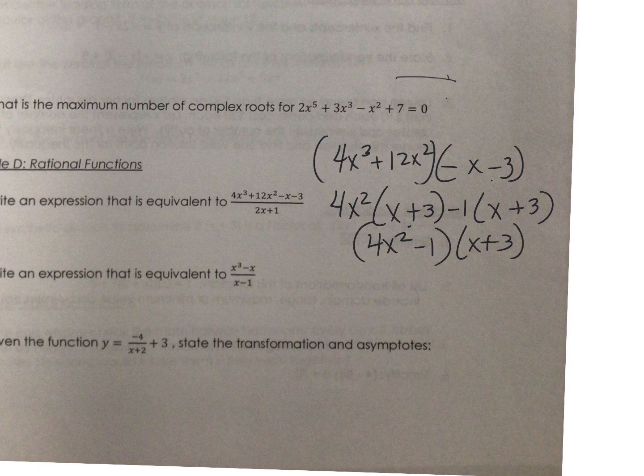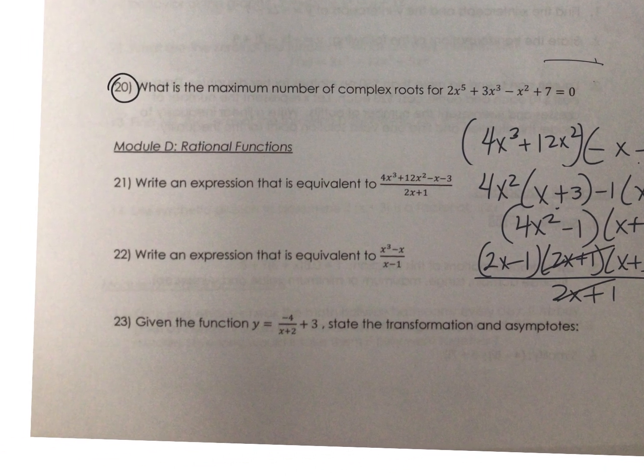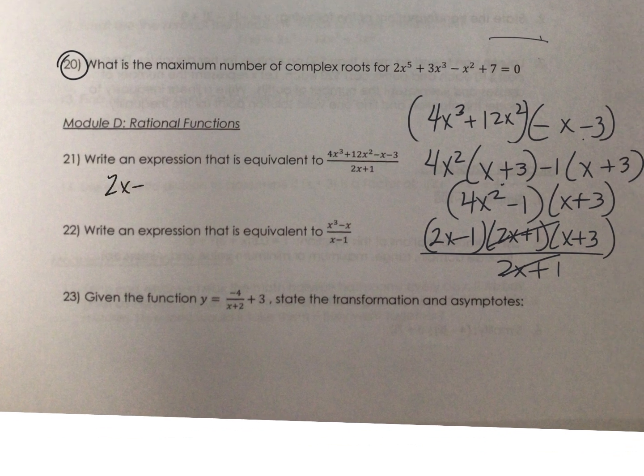Now, 4x squared minus 1 is a difference of squares. So that's 2x minus 1, 2x plus 1, x plus 3. And since we're dividing by 2x plus 1, those cancel out, and I'm left with 2x minus 1 times x plus 3. And if they want you to simplify it more, you would just FOIL it out. You would get 2x squared, 6x minus x, that'd be plus 5x minus 3.